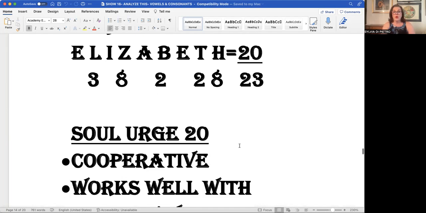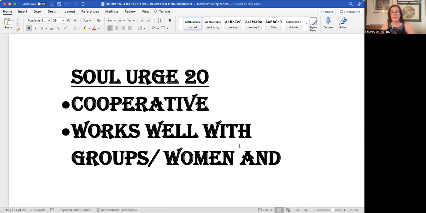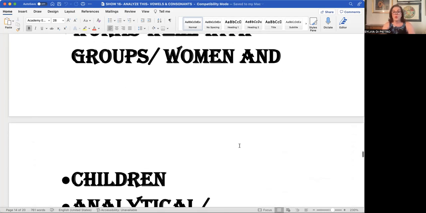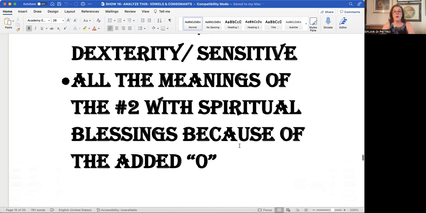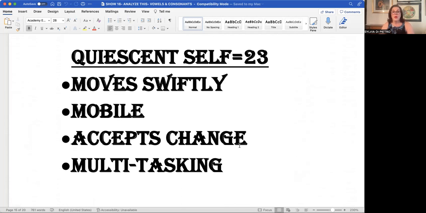So when we look at my soul urge of a 20, I'm cooperative. I appear to work well with others. I don't just appear to, I was born with this ability to work well with others. Groups, women, children. Remember the 2? Analytical, dexterity, sensitivity, all the meanings of the number 2 would exist in the 20, or the higher vibration of the number 2.